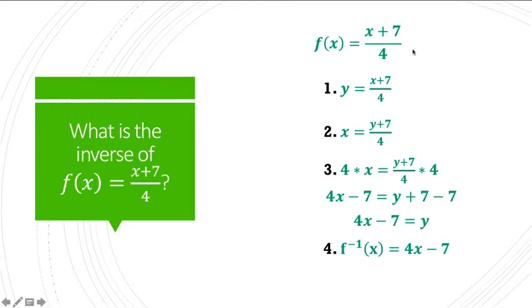So again, once we get to the step of switching x and y, we're just solving for this y. We're trying to get that y by itself using our inverse operations.